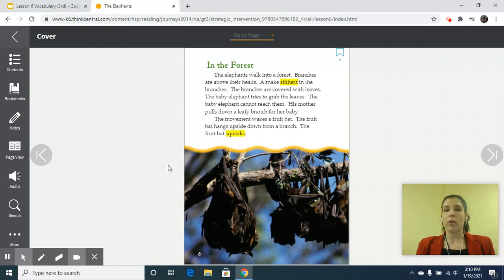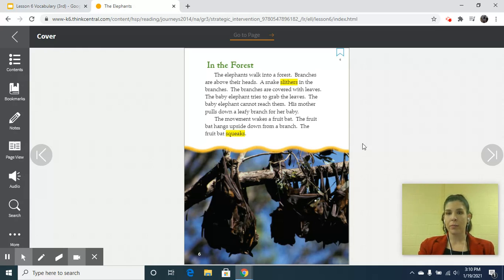So in the forest, the elephants walk into a forest. Branches are above their heads. So above, this is what they mean by branches are above their heads. A snake slithers in the branches. The branches are covered with leaves.